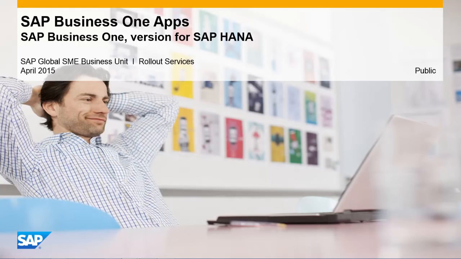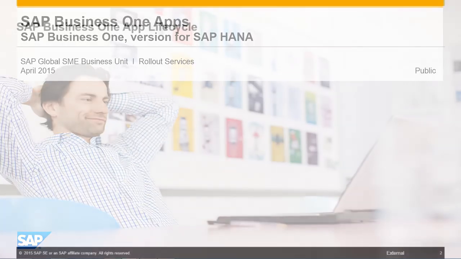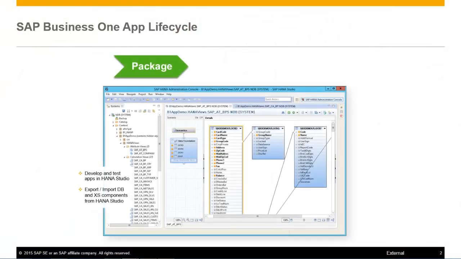But firstly, I'm going to briefly summarize the SAP Business One app lifecycle, which essentially steps through 3 phases. The first step is to package your add-on. Once you have developed and tested your app in the SAP HANA Studio, you can then export your database and extended services content from the HANA Studio ready to deploy. The SAP Business One app we are showcasing today, based on HANA, is a web-based SAP UI5 application, which runs on top of the SAP HANA Extended Application Services Engine, also known as the SAP HANA XS Engine.